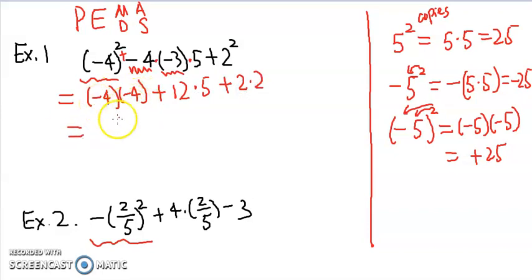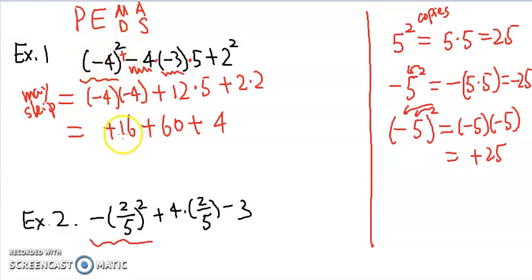Now -4 times -4 gives us a positive 16. And 12 times 5 is positive 60, and 2 times 2 is 4. So if you're familiar with this process, the definition of exponents, you can skip the step. So you may skip the step right here. You can do this in your head.